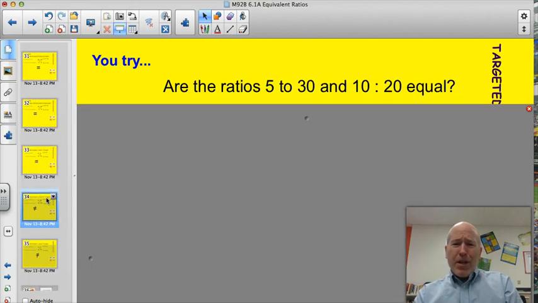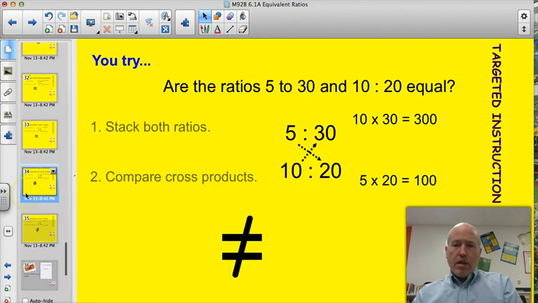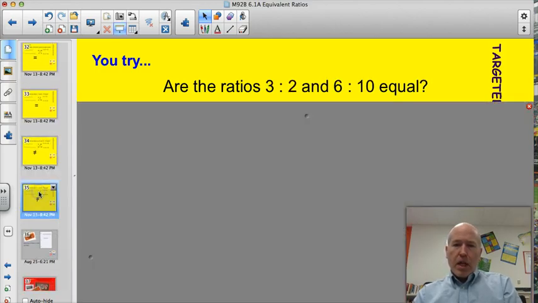Did you really stop the video? Go back, pause, do this problem. All right, let's see how you did. Are the ratios 5 to 30 and 10 to 20 equal? Well, stack the ratios, 5 to 30, 10 to 20, and let's compare the cross products. 10 times 30, that's 300. 5 times 20, 100. Survey says not equal.